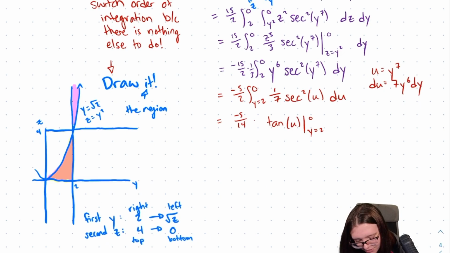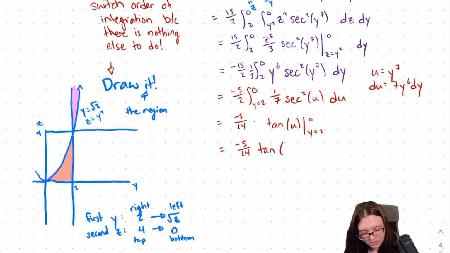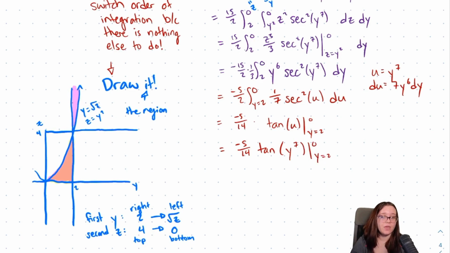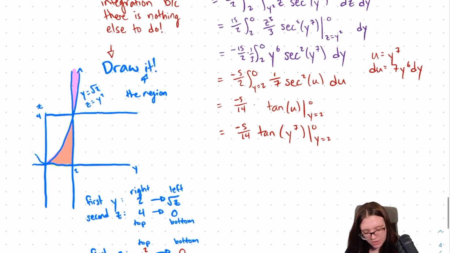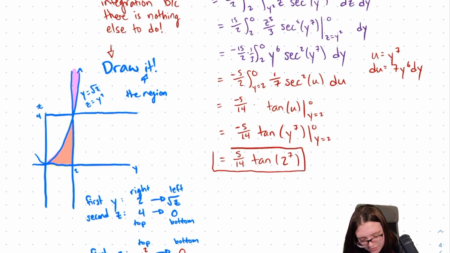I need to move our work from earlier over. I'm going to end up with just minus 5 over 14 tangent of, remember, u was y to the 7th. And now I'm going to plug in y equals from 2 to 0. The tangent of 0 is 0, so I'm only concerned with the y equals 2 term. And that one gets subtracted, so our minus sign goes away because minus times minus. So we're left with 5 over 14 tangent of 2 to the 7th power, which we don't need to simplify. And so this should be our final answer.